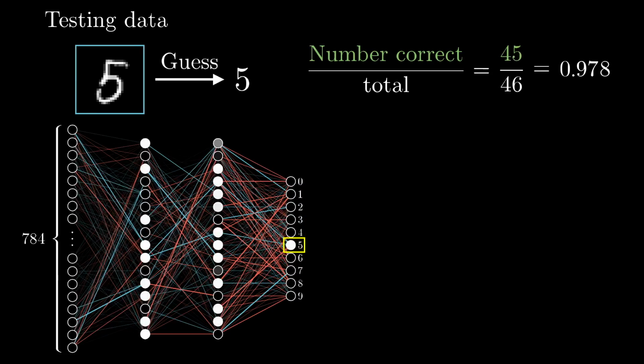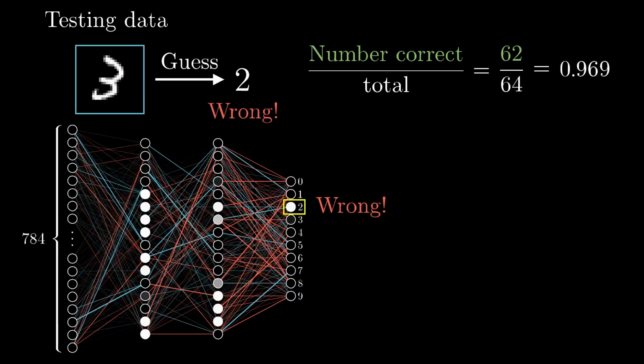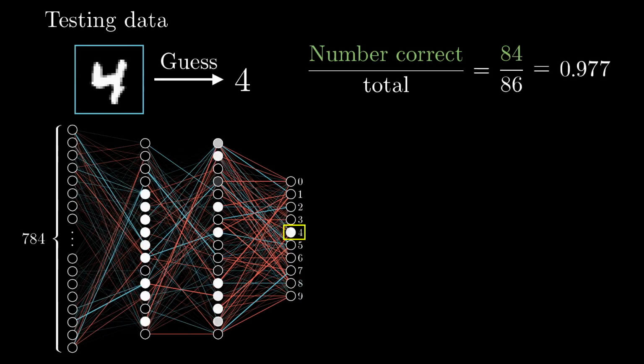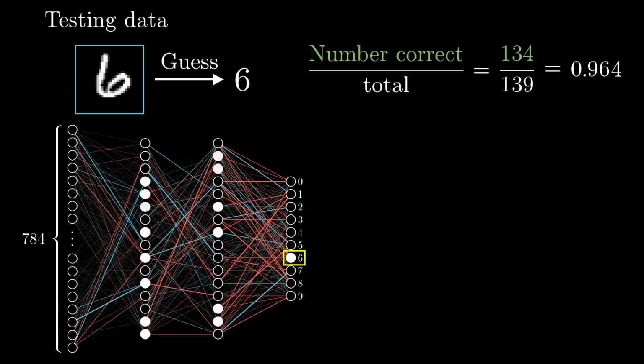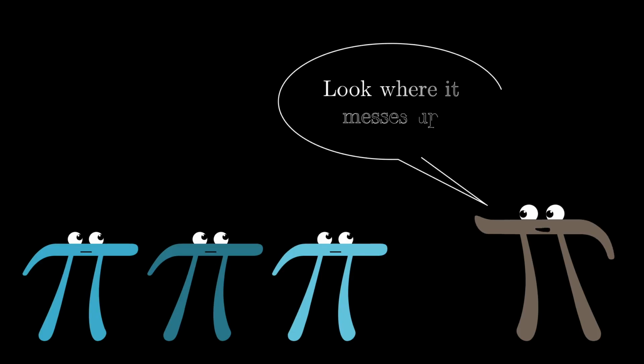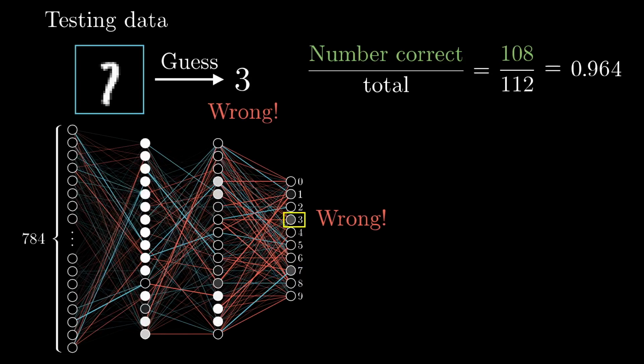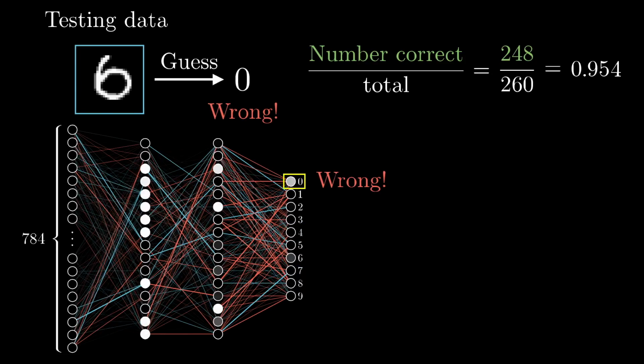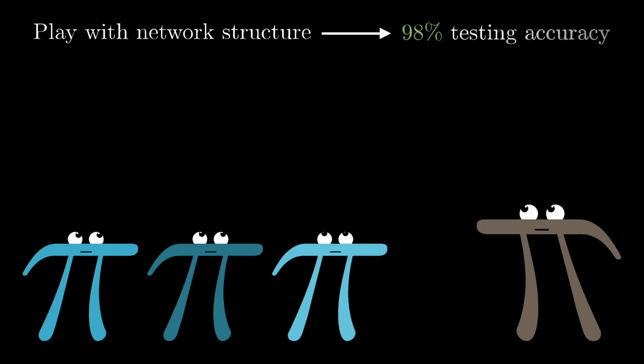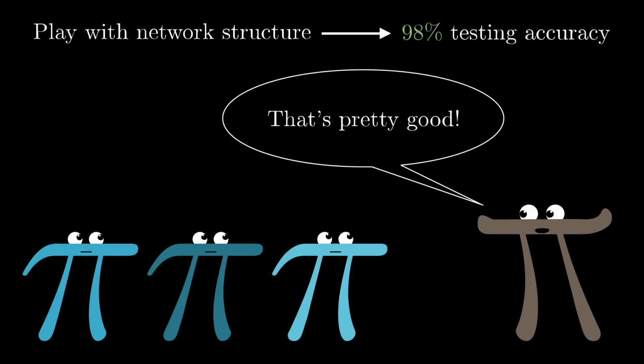Well, the one that I've described here, with the 2 hidden layers of 16 neurons each, chosen mostly for aesthetic reasons, well, it's not bad. It classifies about 96% of the new images that it sees correctly. And honestly, if you look at some of the examples that it messes up on, you kind of feel compelled to cut it a little slack. Now, if you play around with the hidden layer structure and make a couple tweaks, you can get this up to 98%. And that's pretty good.